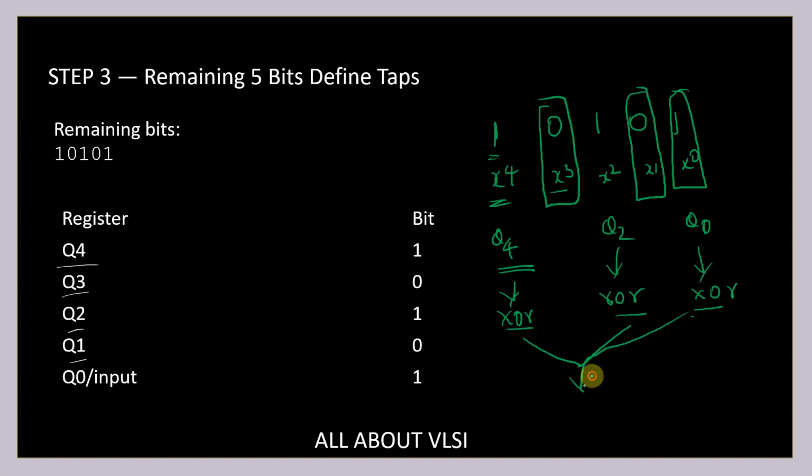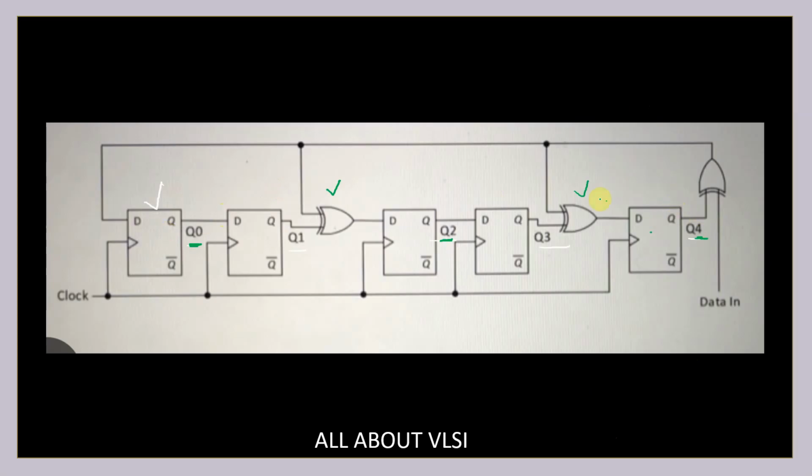So for whichever coefficients we have as one, we are going to provide the tap connections or XOR gate connections. So you can see from the diagram also, Q4 is having the tap connection, Q2 is having the tap connection, and Q0 is having the tap connection. And before giving the input to my first LSB flip-flop, I'm going to XOR the input data with Q4. So Q4 and data in are being XORed, and it is given to my first flip-flop. This is nothing but my feedback.